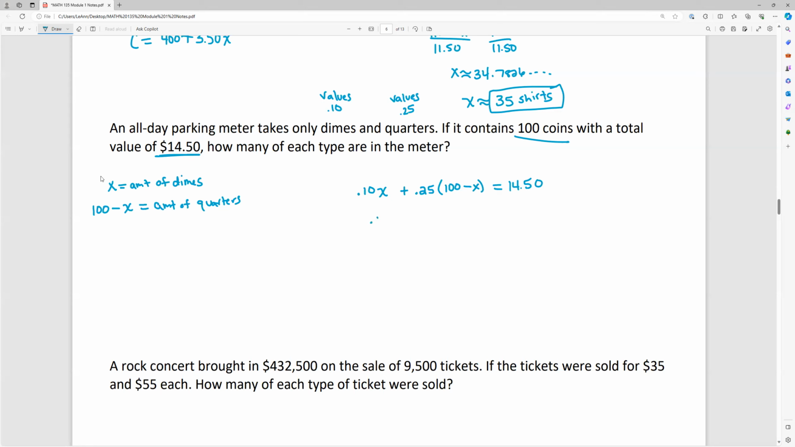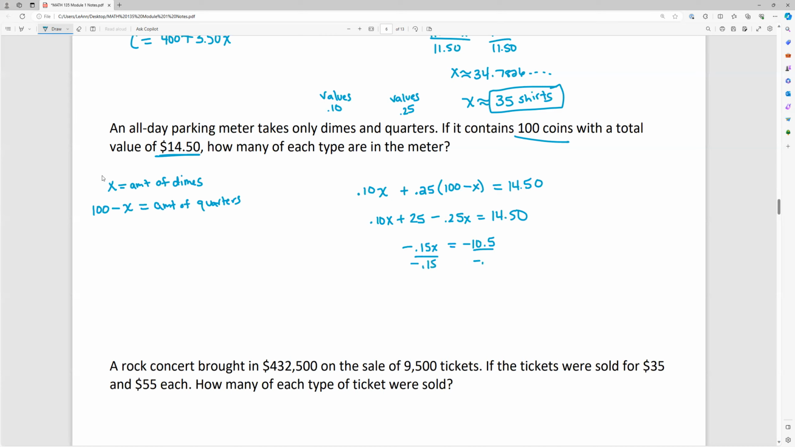Okay, so we have 0.10x. We're going to distribute the 0.25, so that's going to be 25, because 0.25 times 100 is 25. And then we have minus 0.25x once we distribute that, equals the 1450. Combine our like terms on the left, that's going to be negative 0.15x. I'm going to go ahead and subtract the 25 over. That's going to give me negative 10.5 on the right side. And then we divide by the negative 0.15.